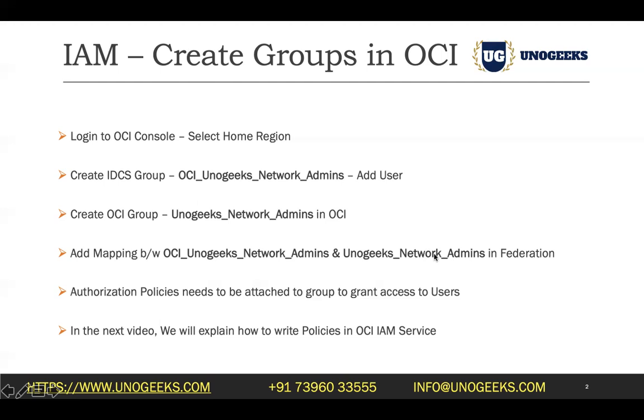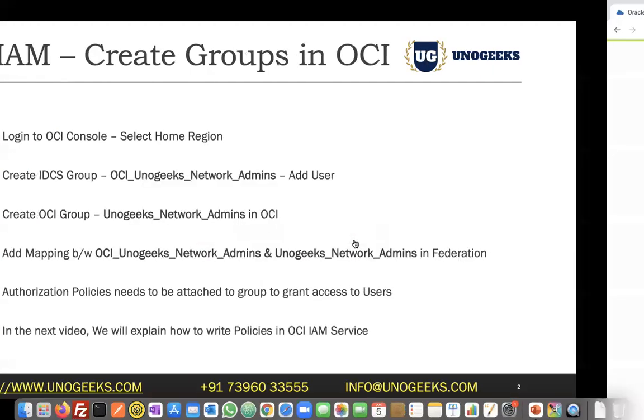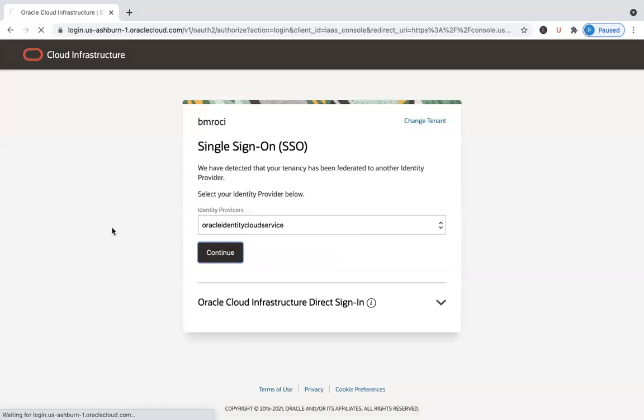And let's see how to do it. So we're going to do three things here. We're going to create a group in IDCS, a group in OCI, and we're going to link them up together. Okay, let's get started. I'm logging into the OCI console now.